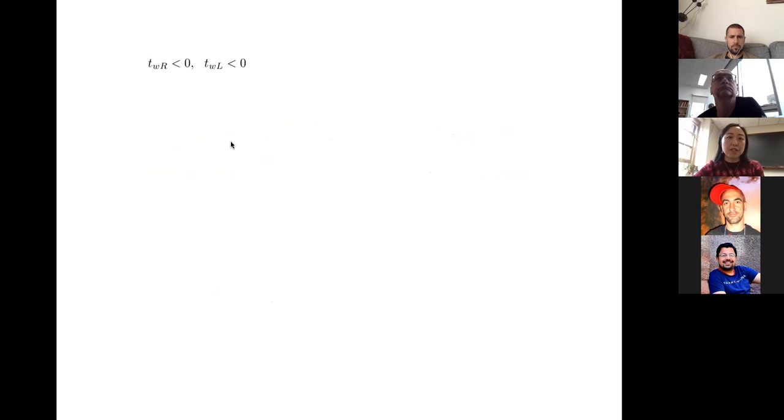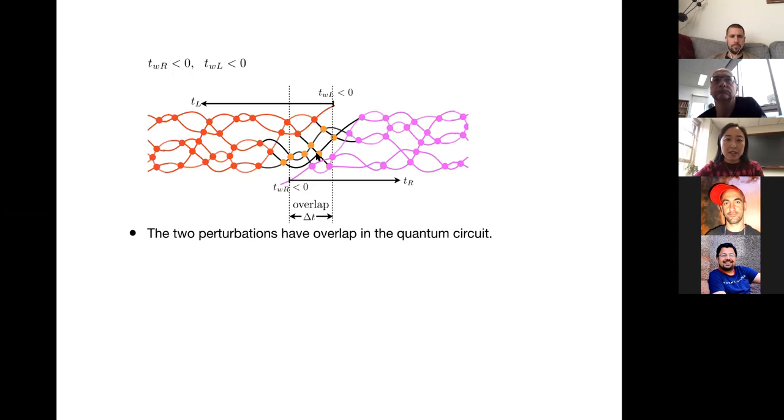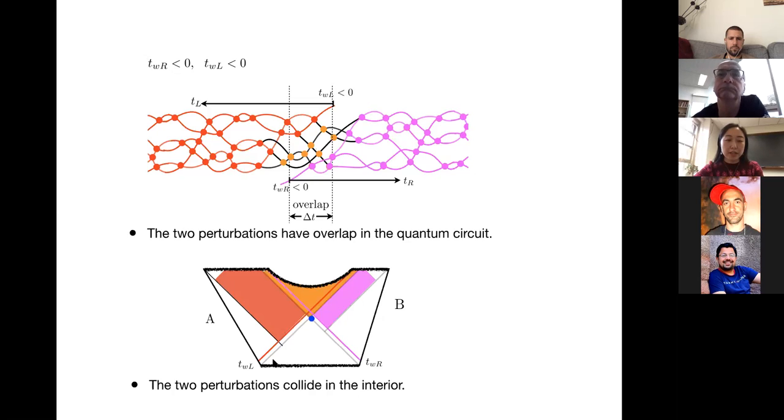But in the opposite direction, we consider what if Alice sends something in at early enough time, negative time, and Bob also sends something in at negative time. Then, if we look at the quantum circuit, there will be some overlap. So imagine you have a quantum circuit made of these orange gates, and then a perturbation comes in here. It grows towards the left. Another perturbation comes in here. It grows towards the right. But there is a part of the circuit where both the red perturbation and the purple perturbation are present. The two perturbations will have overlap in the quantum circuit. And correspondingly, when you look at the Penrose diagram, the two perturbations will collide in the interior. This is the rough idea.